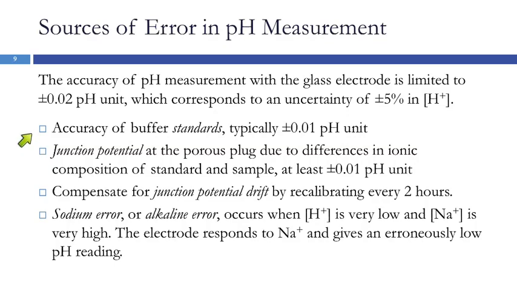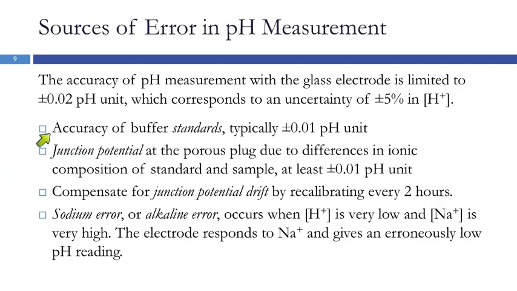The two things that limit the accuracy the most are the accuracy of the buffer standards. So you make a buffer standard, and the pH of that buffer, how well you know that, is going to affect how you can standardize your pH meter, and so it's going to affect the accuracy of all of your pH measurements. Typically, those are going to have an uncertainty of plus or minus 0.01 pH unit.